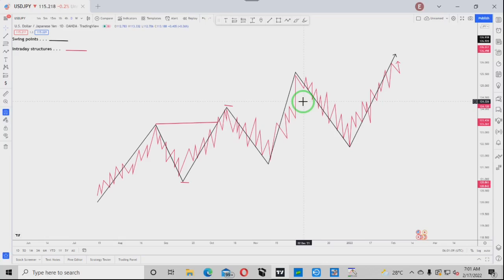Now, what is external range liquidity? Take a look at this. Here is a swing high, a major swing high. Like I told you, the black line, let's assume, is H4. This is your H4 swing high. All right? And price pulled back and pushed up again to break that major swing high with this red line.